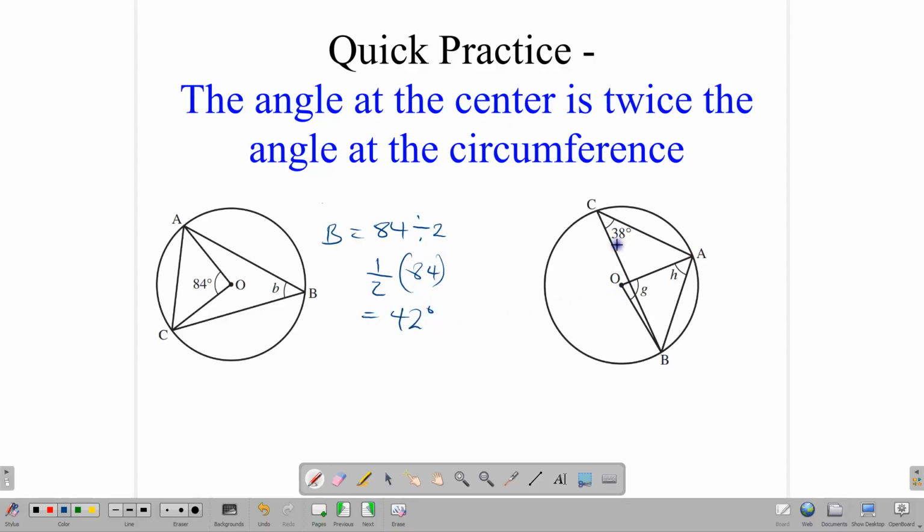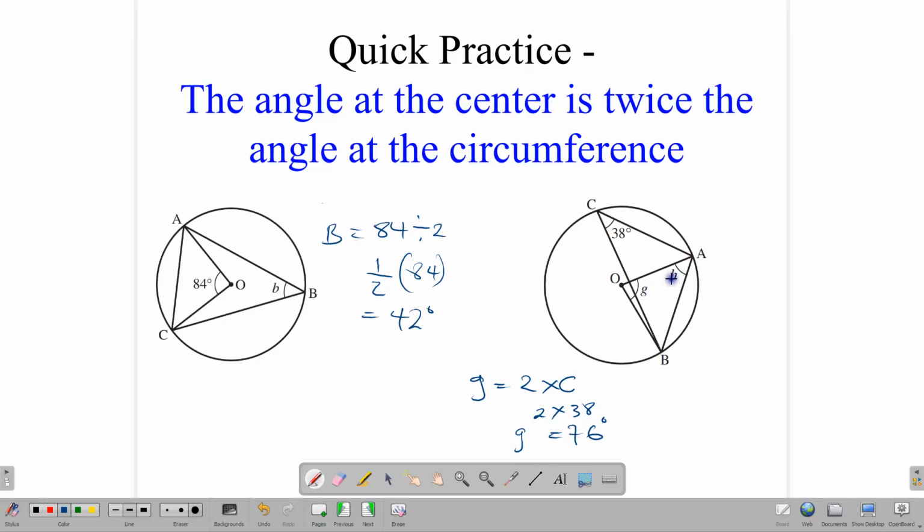Similar thing here. Here we have the angle at the circumference, and this angle G is the angle at the center. So angle G is going to be equal to 2 times the angle at C, which is 2 times 38, which would give us 76 degrees. So angle G would be 76 degrees.